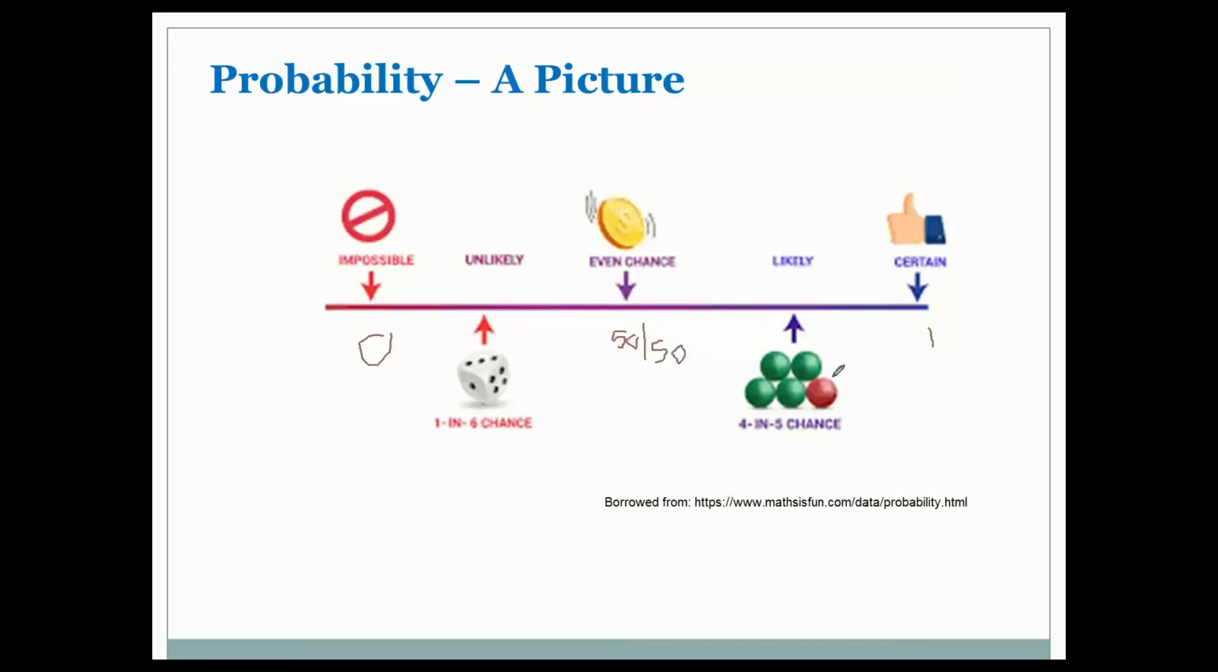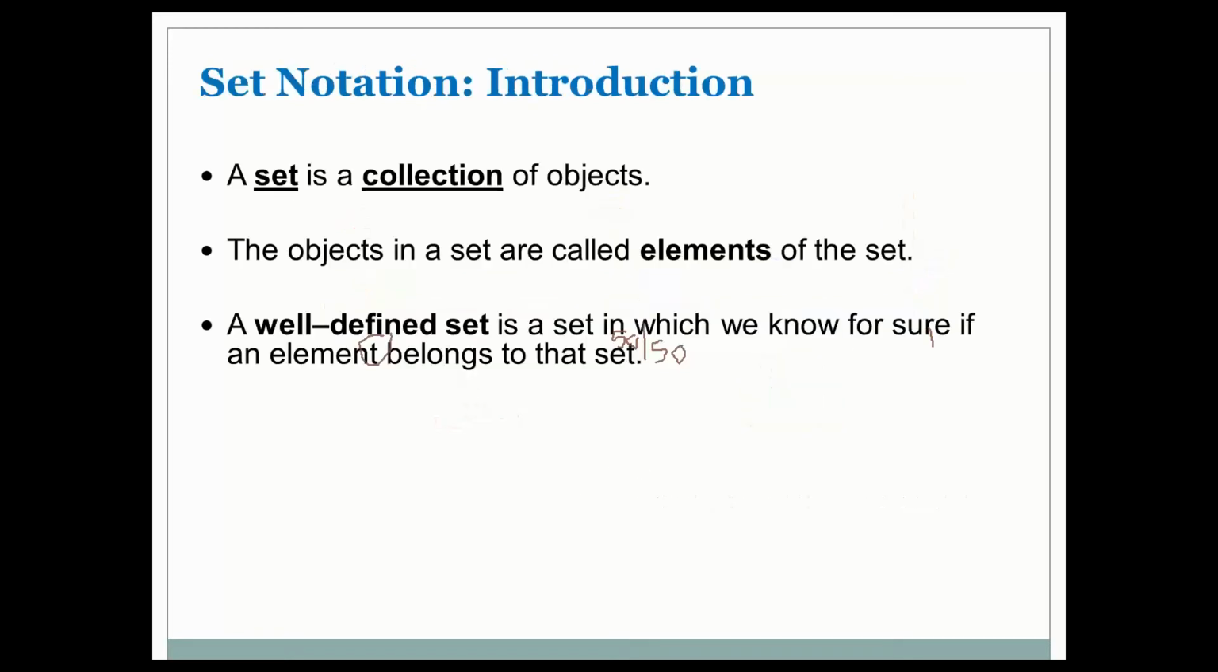And then you have a 4 in 5 chance of getting a green ball here. Out of the 5 balls, 4 are green. So that's pretty highly likely, right? 20, 40, 60, 80, you're at 80% probability there. And then of course you're certain here. So you can forget everything you know about numbers.